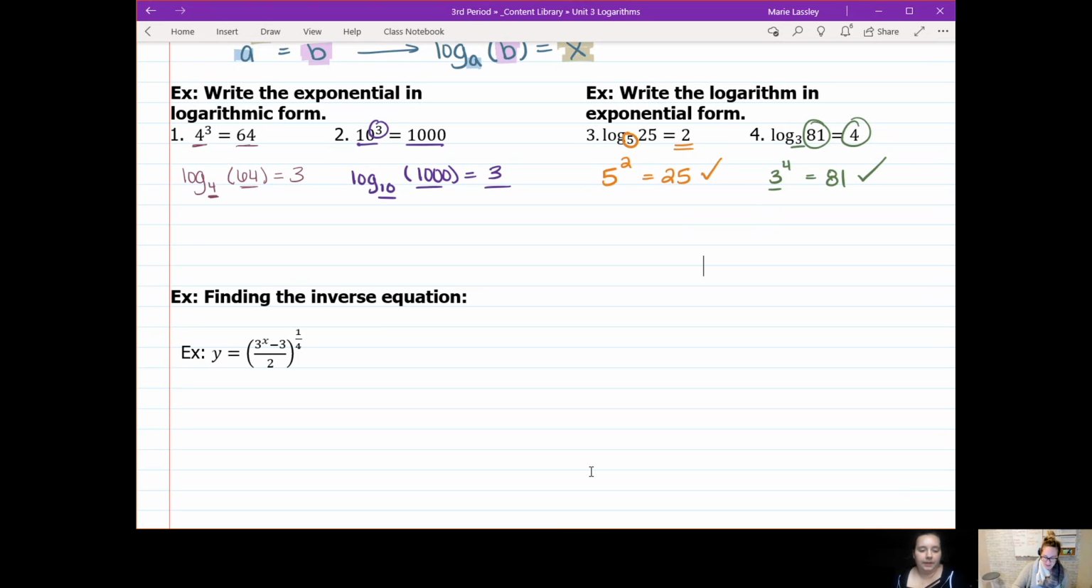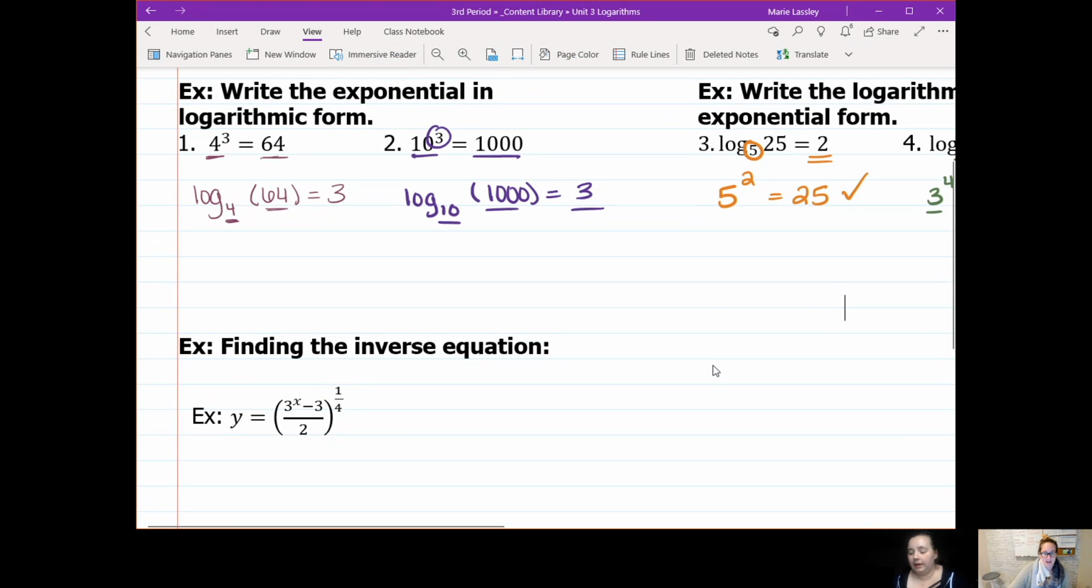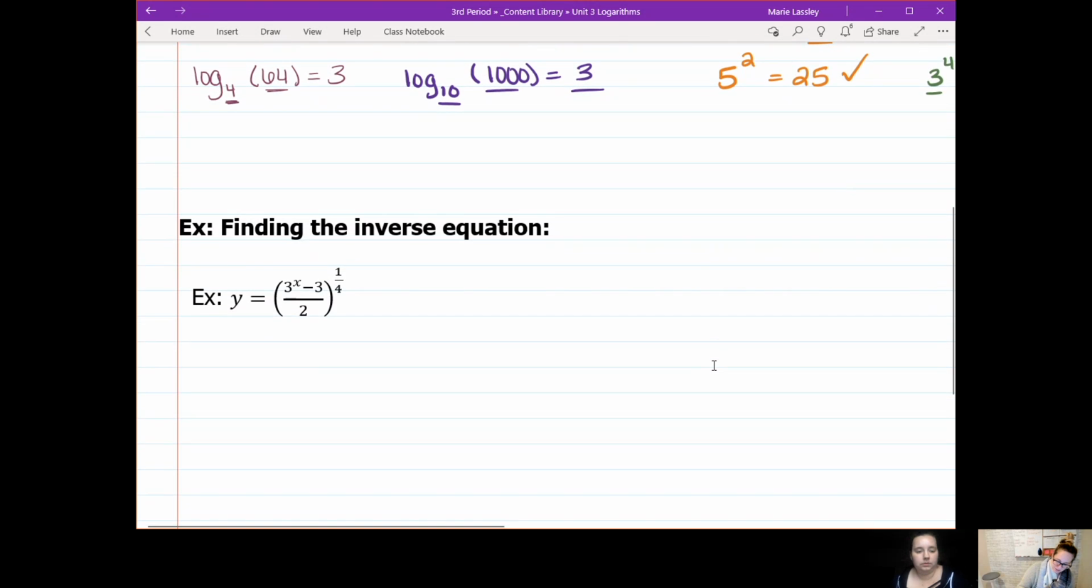So the first step when we find an inverse, any inverse, is to swap x and y. So you're going to end up with x equals, sorry guys, I'm not writing, so this might take a little bit of practice. x equals, and then parentheses, 3 to the y minus 3 over 2. And then that's all raised to 1/4.